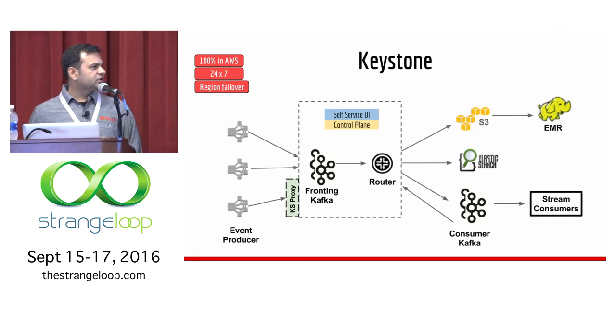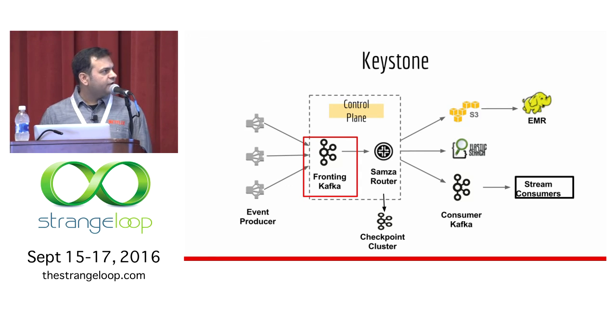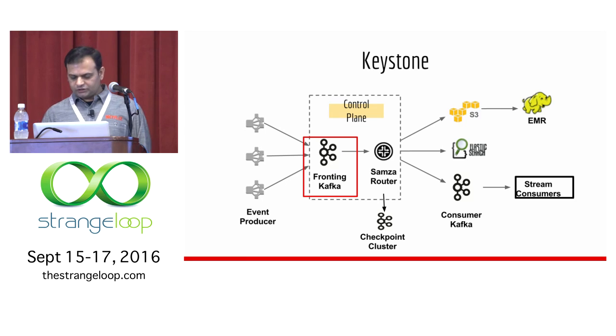So this is how it looks currently. We have a set of fronting Kafka clusters, and the reason we've separated the fronting and the consumer Kafka clusters is for isolation and availability. The fan out is pretty high for some of the topics, so if you were to leave it on the same cluster, it would impact our cluster availability.